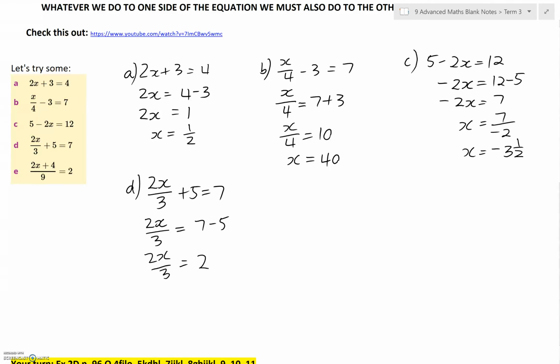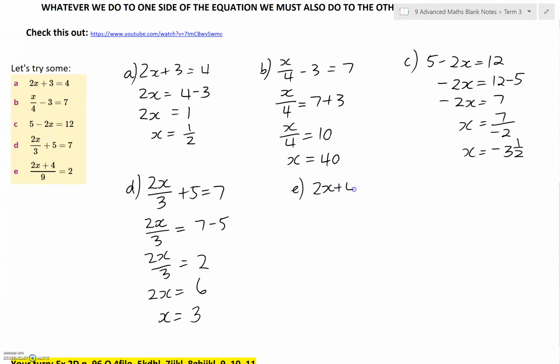Now, multiply both sides by 3. So that's going to give us 2x equals 6. And of course, we need to simplify that down to x. So divide both sides by 2, x equals 3. So once you get the hang of it, it's actually pretty simple.